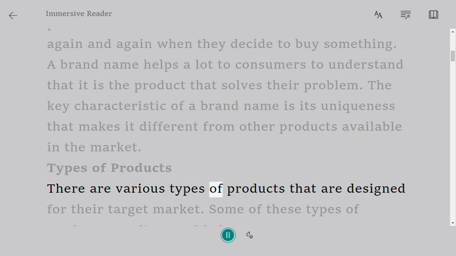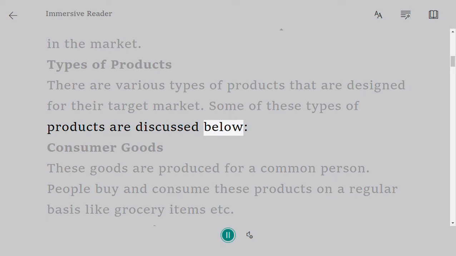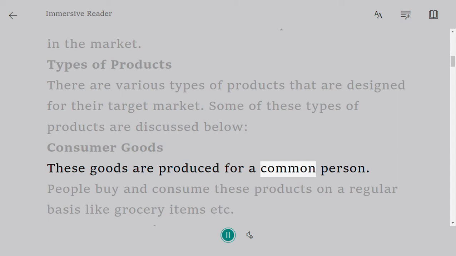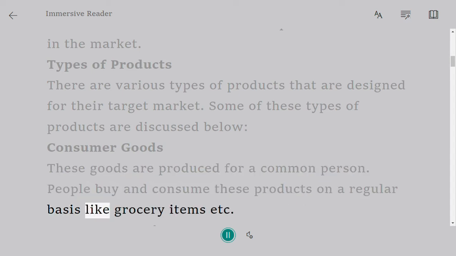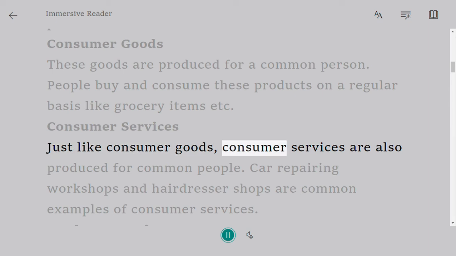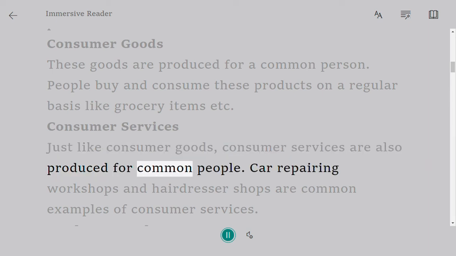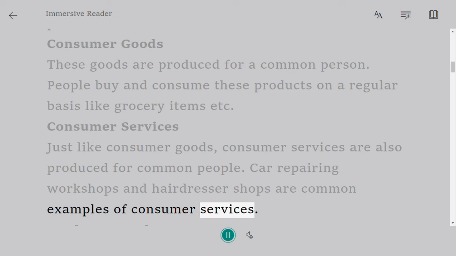Types of products. There are various types of products that are designed for their target market. Some of these types of products are discussed below. Consumer goods. These goods are produced for a common person. People buy and consume these products on a regular basis, like grocery items, etc. Consumer services. Just like consumer goods, consumer services are also produced for common people. Car repairing workshops and hairdresser shops are common examples of consumer services.